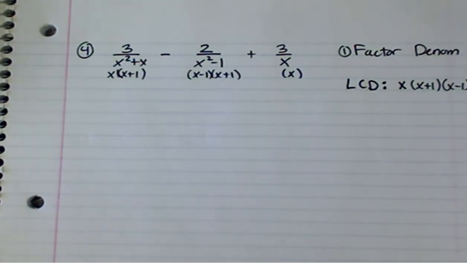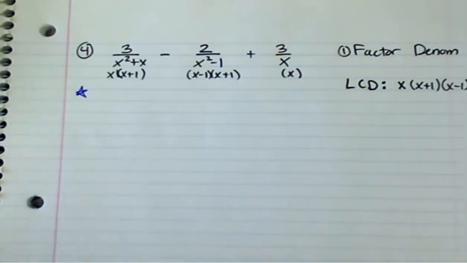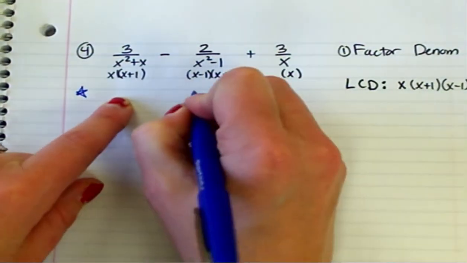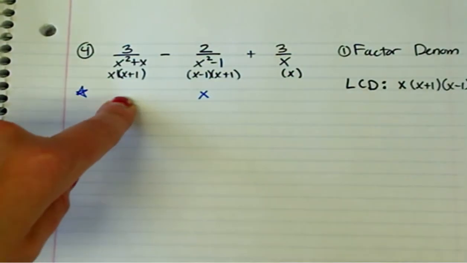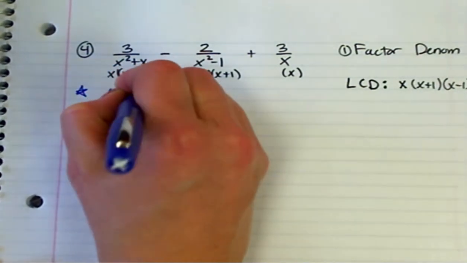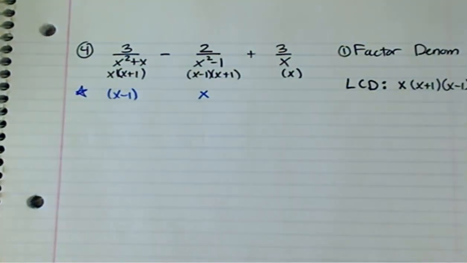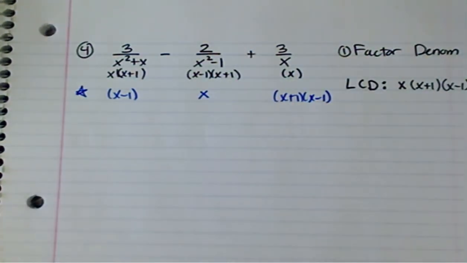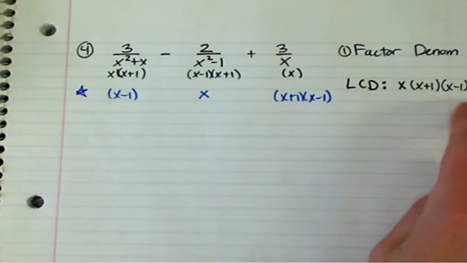Okay, so what do you need to swap? x and x. Okay, let's compare. What needs to go where? x needs to go on the second one. I need x here. What needs to go in the first fraction? x minus 1. What needs to go in the last fraction? You swap the parts that are different, or the parts that are missing from the common denominator.